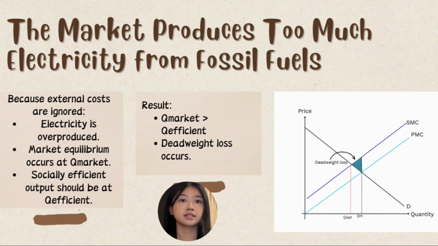Since the market price does not reflect the true social cost of production, electricity from fossil fuels is overproduced, leading to negative effects on society and the environment. Because producers only consider marginal private costs, the market produces at quantity Q market, which is higher than the socially efficient level, Q efficient. This creates deadweight loss and reduces social welfare.